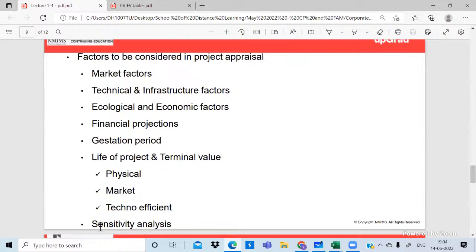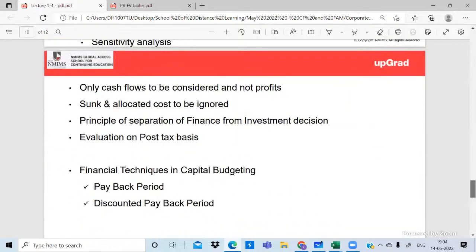Then we looked at sensitivity analysis. While capturing risk, companies look at sensitivity analysis, they do scenario analysis, they look at probabilities, and try and capture the risk impact. Then we looked at the cash flows. So in implementing a project, we're not concerned with profits, we are concerned with actual cash that is coming in and going out. So we look at cash flows.